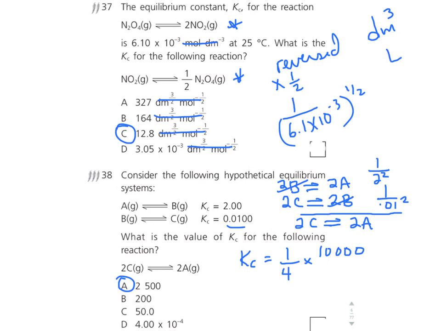So notice that we learned a new thing in question 38, or saw a new concept, and that is that when you add equations together and get an overall reaction, you multiply the Kc's for the equations together.